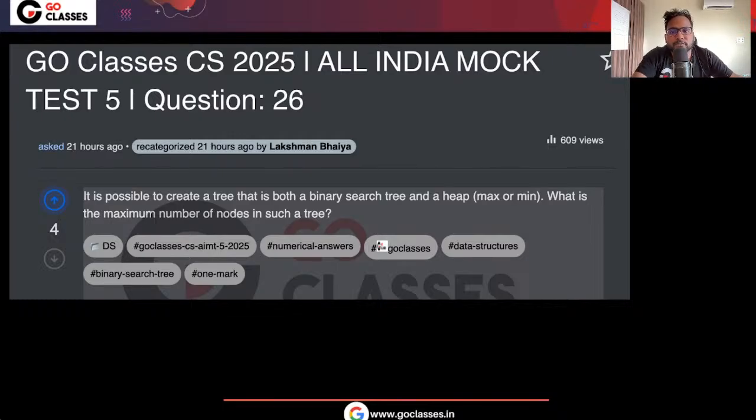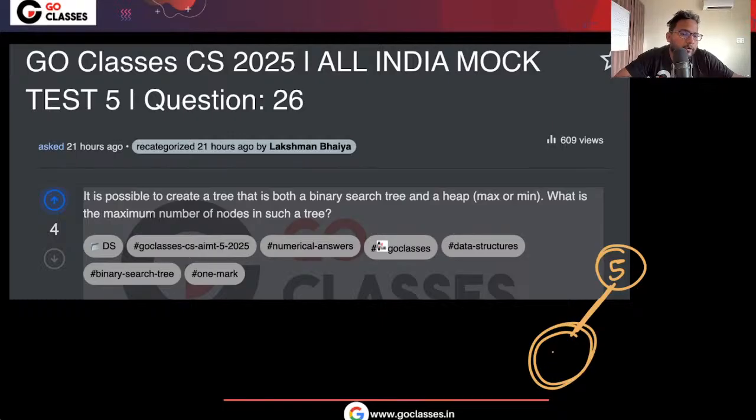Let's just see this question. It says it is possible to create a tree that is both a binary search tree and a heap. What is the maximum number of nodes in such a tree? So if it is possible to create a binary search tree and a min or max heap, you can take any heap, doesn't matter. Let's suppose this number is 5. For the binary search tree, the left should be lesser than 5, so it could be 1 or 2, and this should be greater than 5.